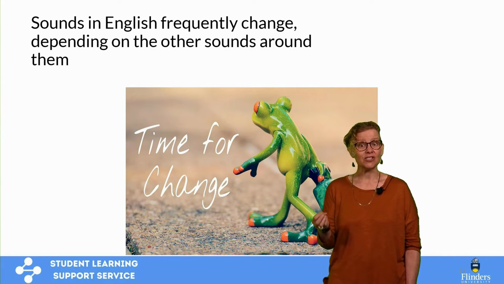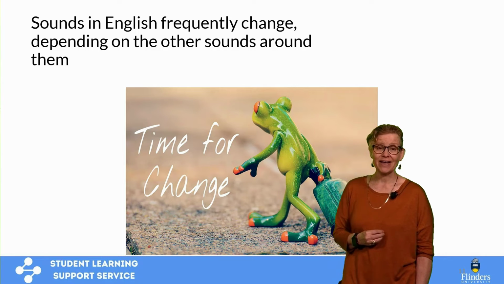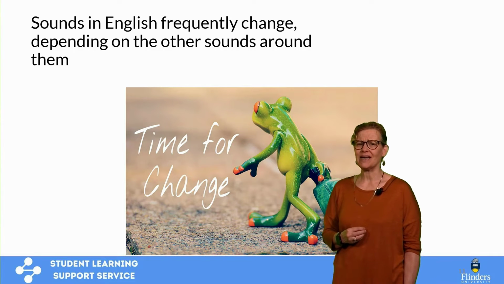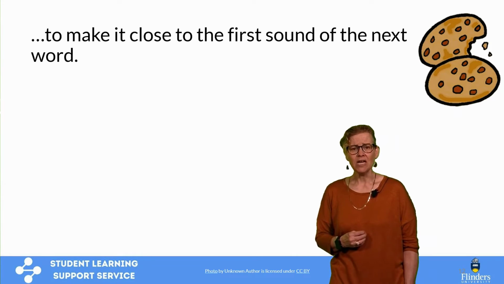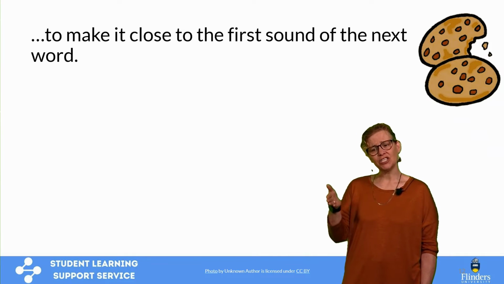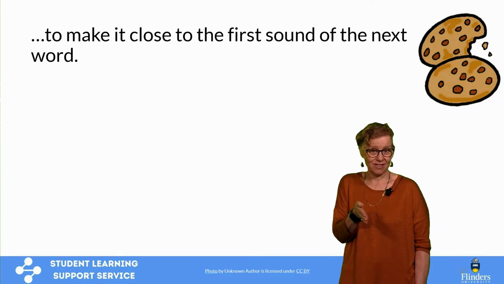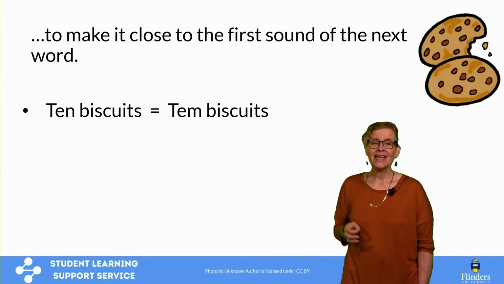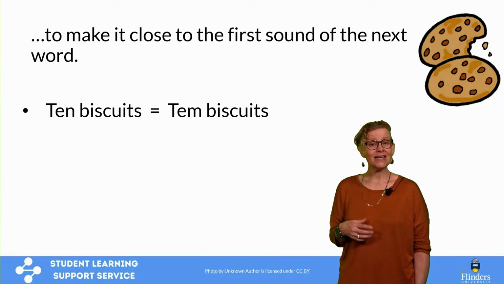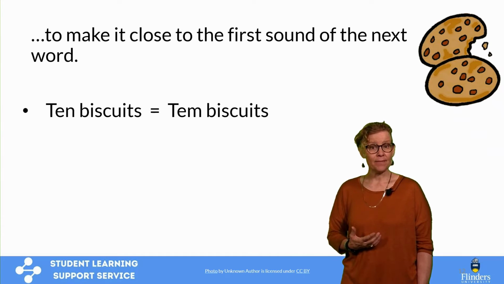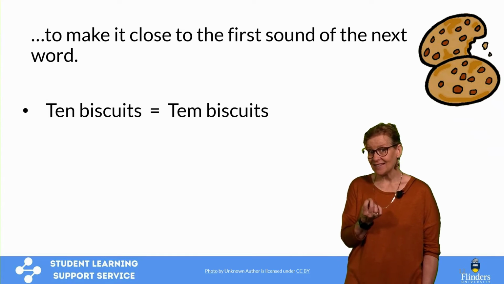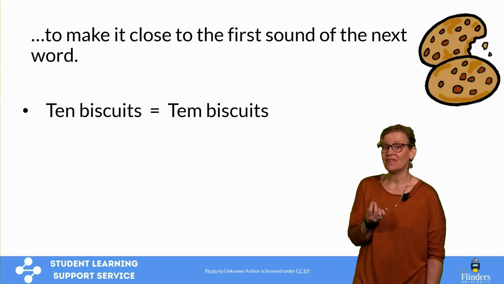And often this is determined by what sounds are around them. Let's shoot to some examples that might help. So the first way is that we might change one sound to become closer to the sound that follows it. An example, "ten biscuits" might actually become "tem biscuits," where that N sound actually is made with our lips together.